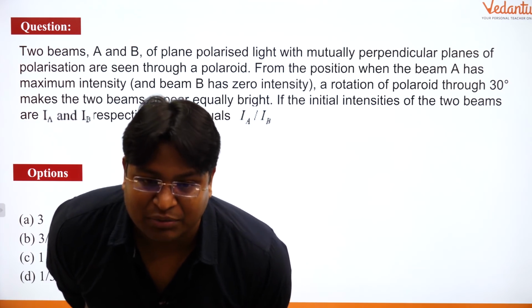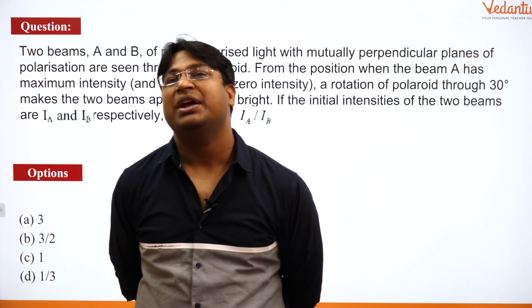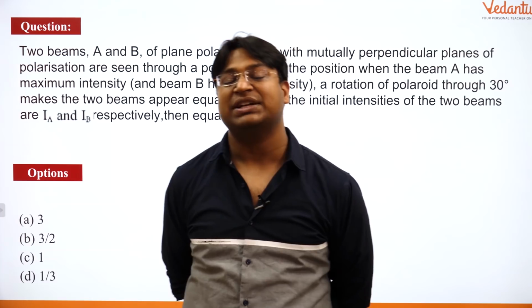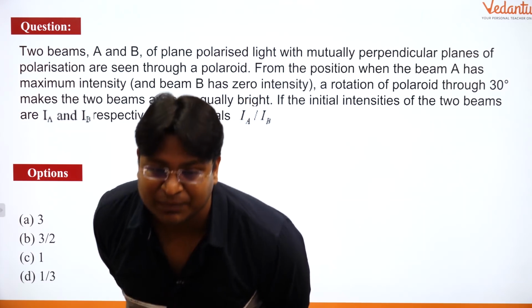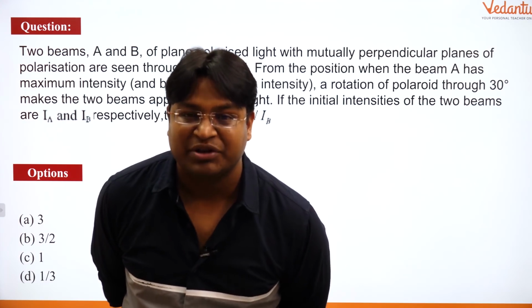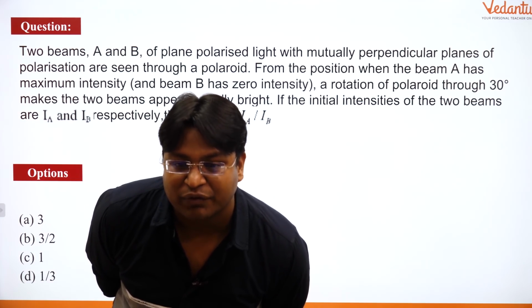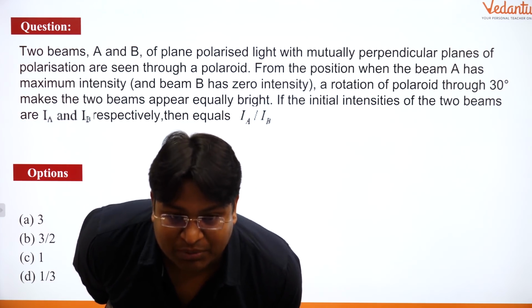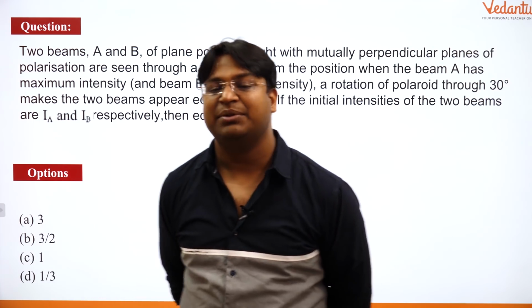Okay, let's move ahead. From the position where the beam A has maximum intensity, so beam A will have maximum intensity when the pass axis of a polarizer is parallel to the axis of A, and beam B has zero intensity. That's quite obvious actually, and once they have mentioned it, it helps us to gain confidence. Rotation of polaroid through 30 degrees makes the two beams appear equally bright. Initial intensities are IA and IB, then the ratio.